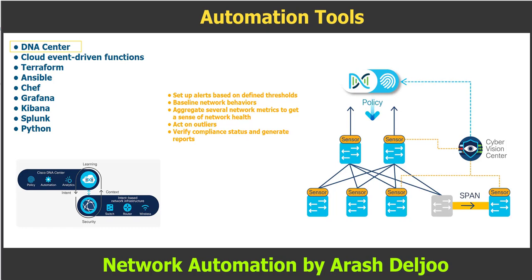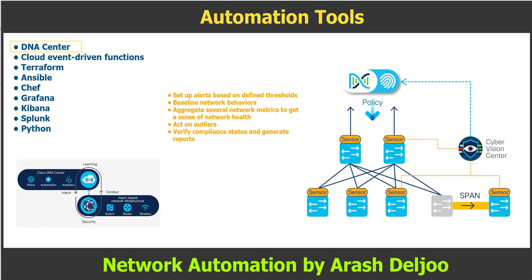Let me explain about aggregating several network metrics to get a sense of network health. Based on a vast amount of captured information, DNA Center, or DNAC, displays a consolidated view of the status of a network to give a sense of network health. It can quickly provide insights into devices and clients without requiring an understanding of metrics or logs.